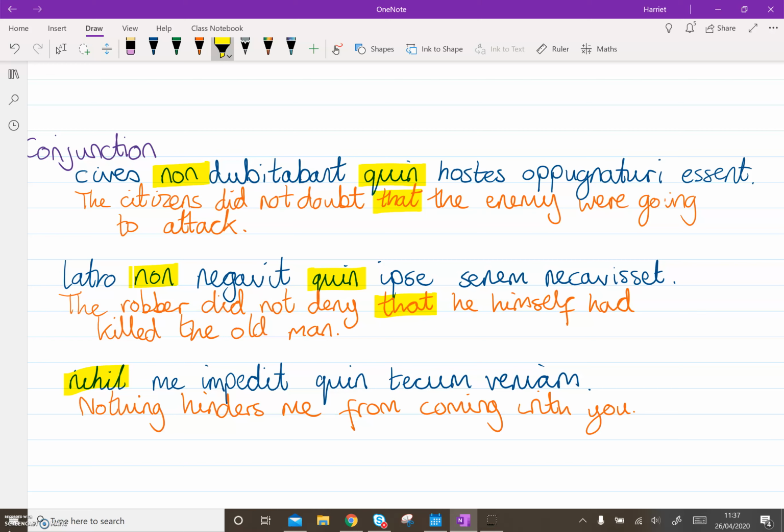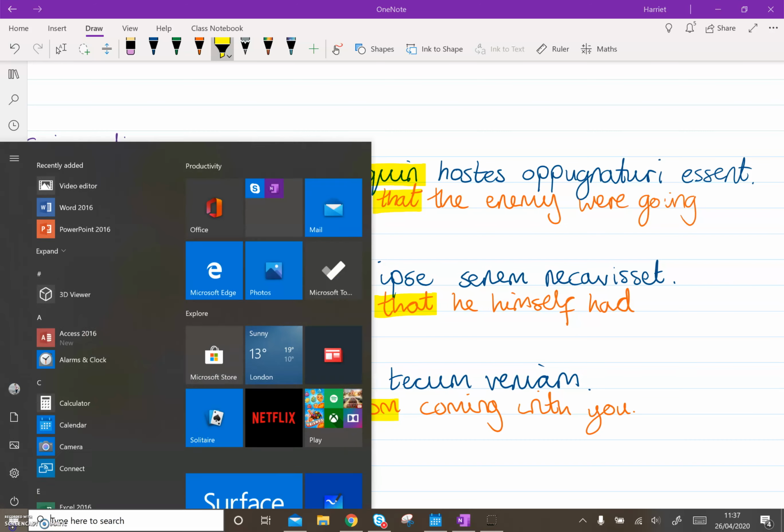And then the third example, nihil me impedit quin tecum veniam. Now this one's a little bit different. Nothing hinders me from coming with you. So here we've translated quin as from.